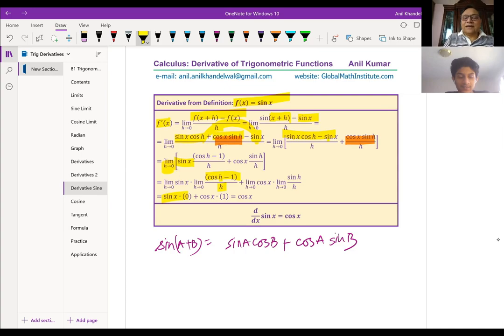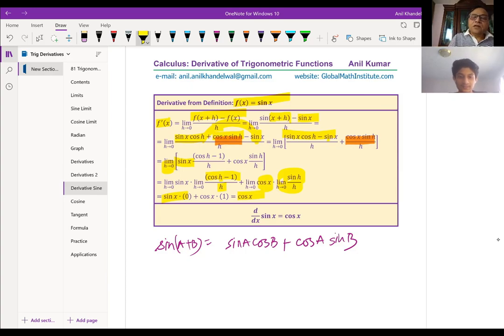Correct. Now the second term. We know that the limit of sine h over h is 1, correct? And what are we left with? Limit as h approaches 0 of cos x. It is independent of h, right? So you are left with cos x. You see that? So we have got the derivative of sine x as cosine x. Is that clear to you?